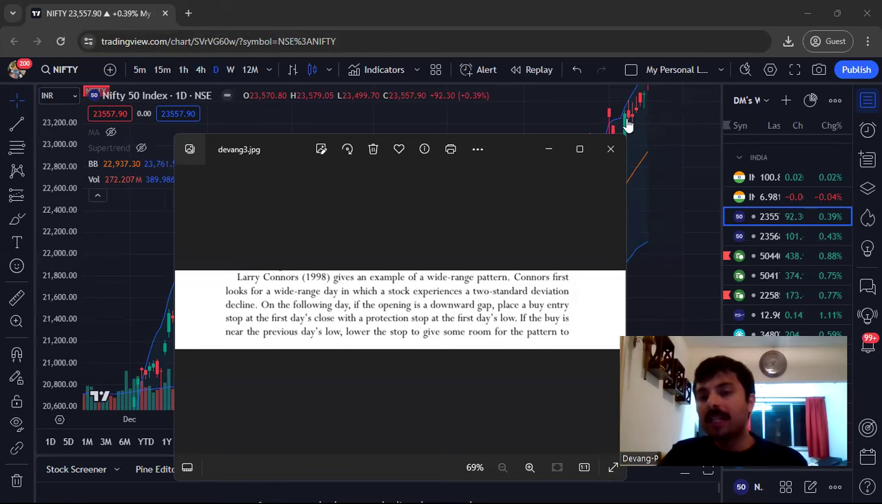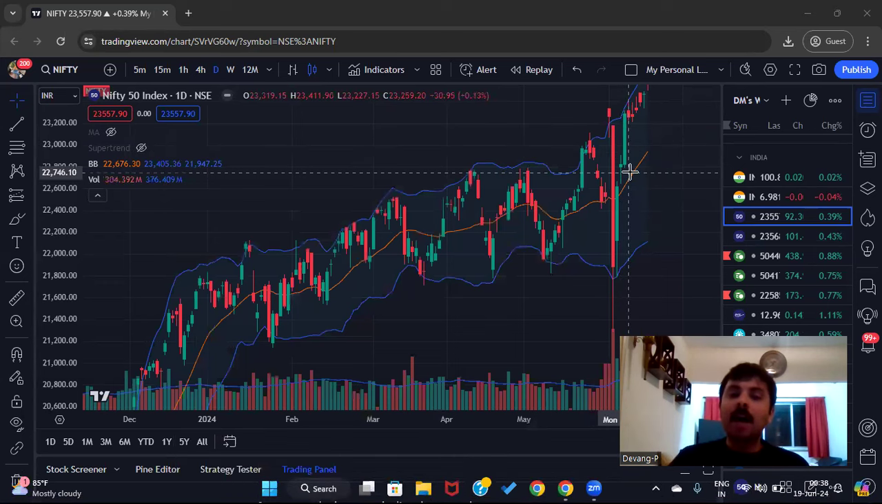Give it some more room. When do you exit? You exit on the same day closing. It's a very quick and fast way to make money. Hopefully, I have tried it on a couple of days. It works very well, provided you follow the setup and all these rules.